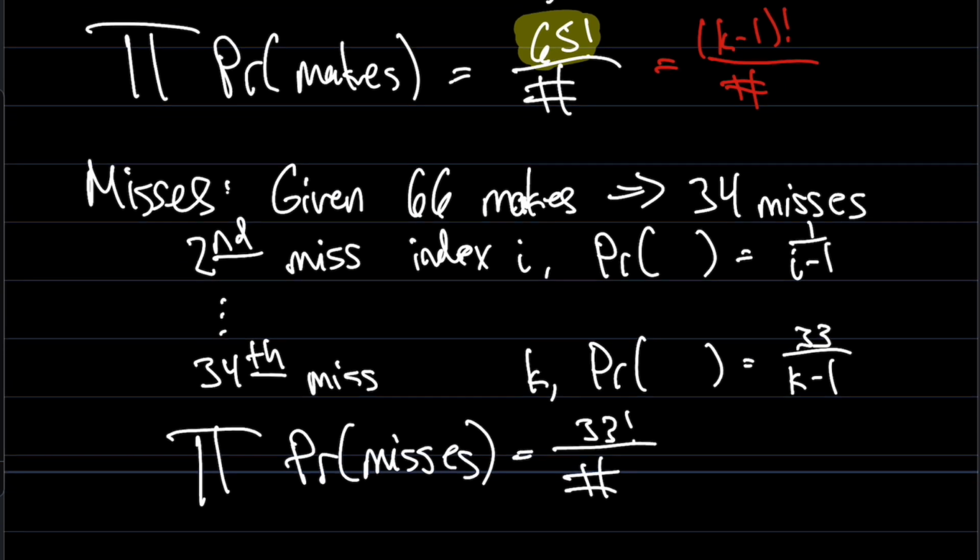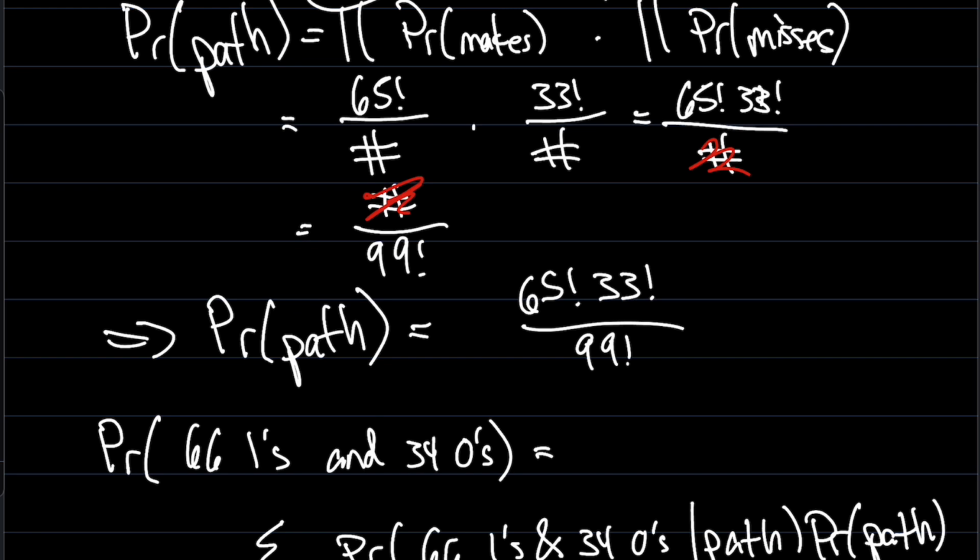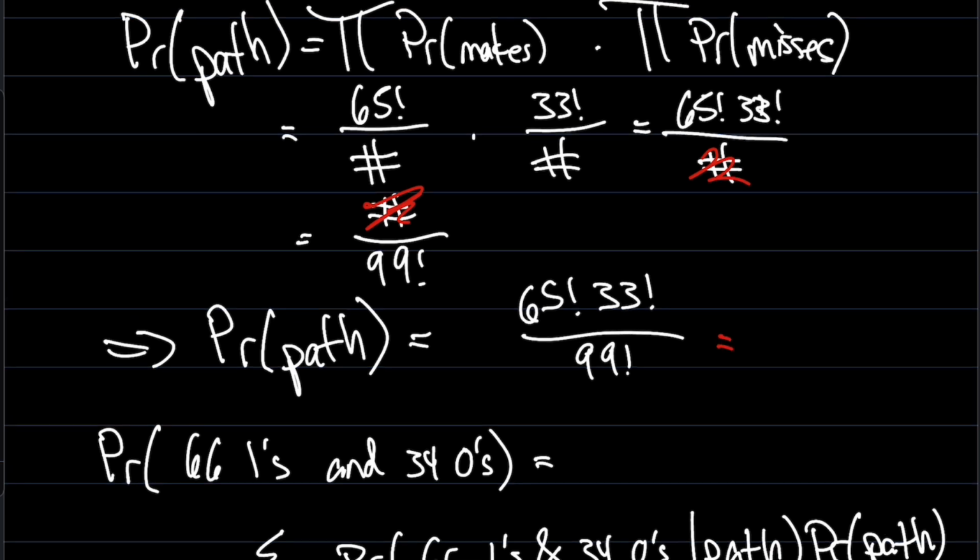And then the same exact thing goes for here. This will end up being n minus k. So we're going to go all the way to our n minus kth miss, and then look at all the ones before that. So it's going to be n minus k minus 1 factorial over some number. And then we get our probability of a path being k minus 1 factorial times n minus k minus 1 factorial all over n minus 1 factorial.